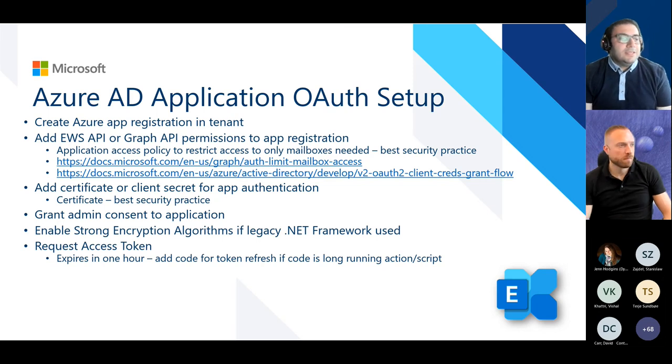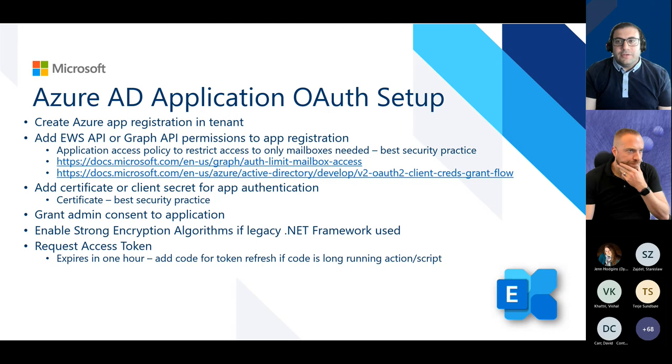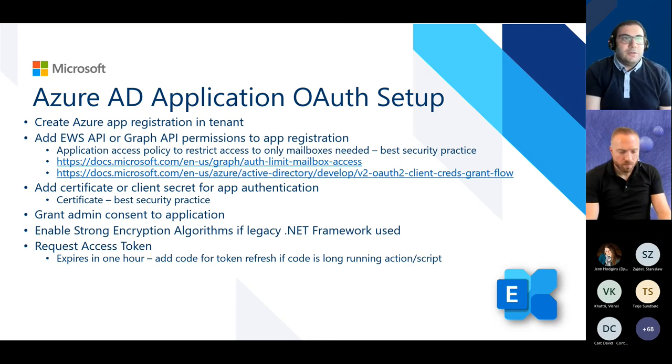The other thing you would need to do is request an access token. So when you're connecting to OAuth, whether that's EWS or Graph API, you need to have an access token in place, because that's basically the replacement of the username and password. You can do this in one or two different ways. The easiest way to do it today, if you're PowerShell savvy, is using the MSAL.PS module.